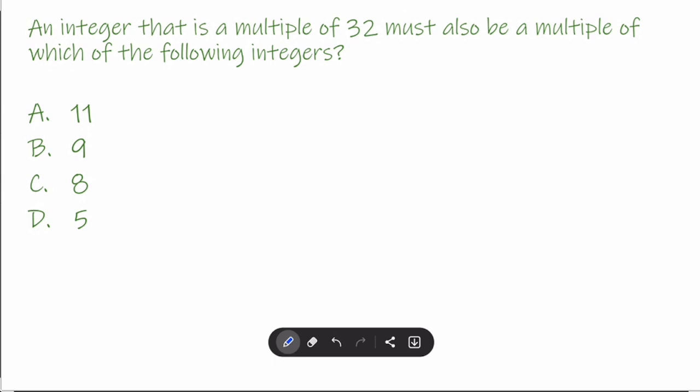All right, so let's solve this problem that is coming from an SAT reviewer, something related to multiples of a number. So it's just basic arithmetic, and this is an SAT problem, which might come out as well in your future test. So an integer that is a multiple of 32 must also be a multiple of which of the following integers. So you might ask, what are those?